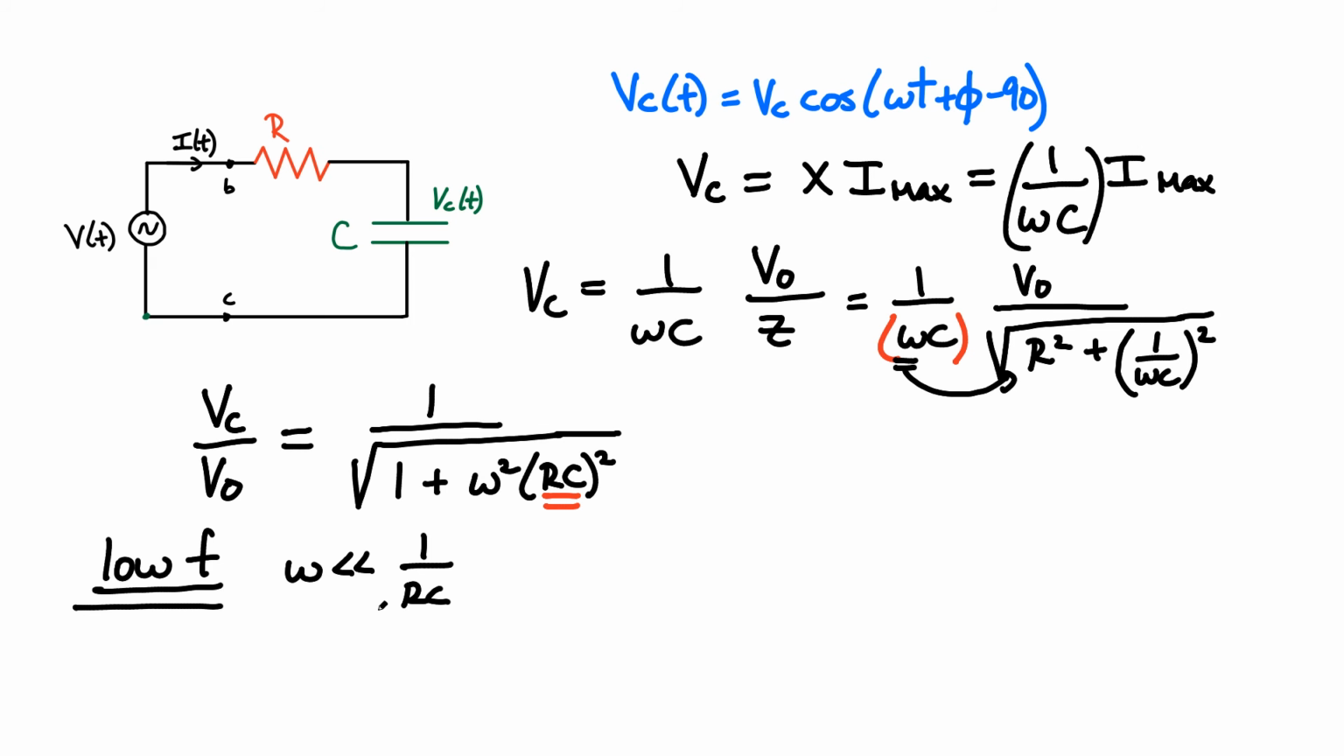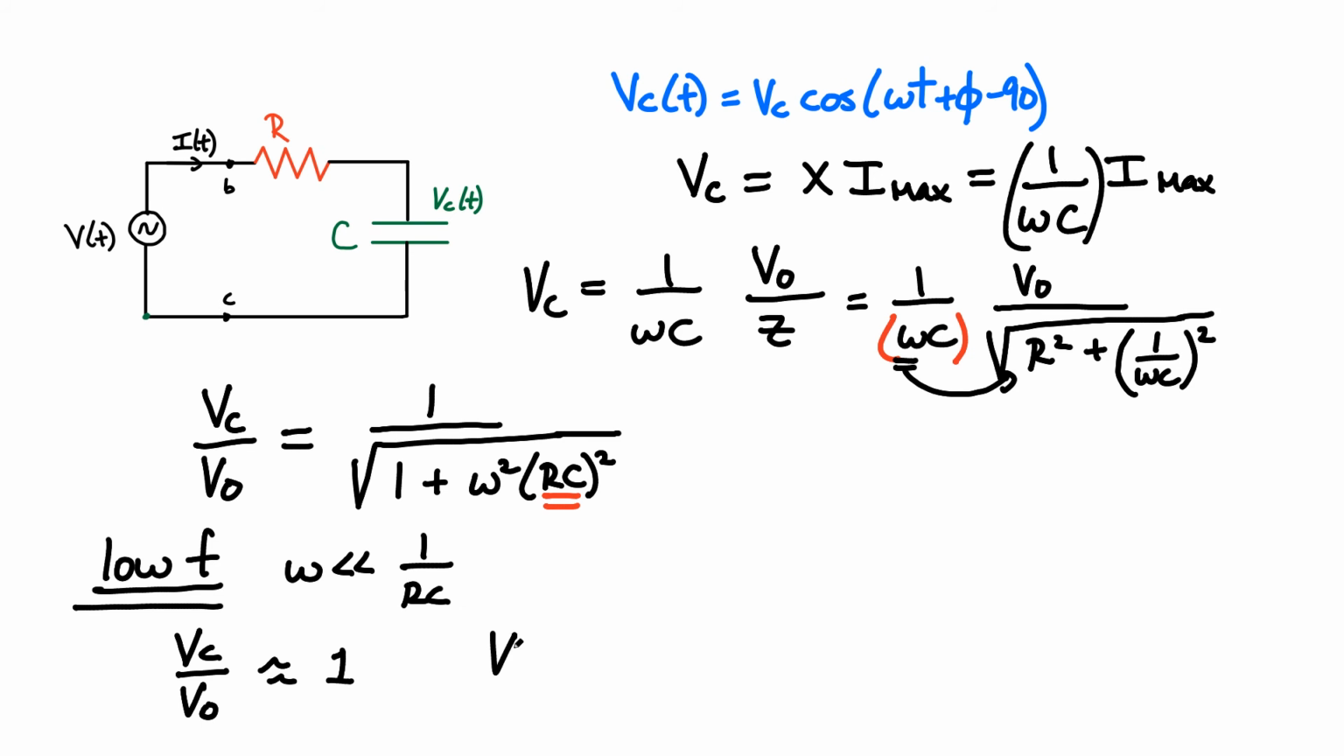In this limit, basically you could just neglect this second term. If omega is small, approaching 0, for example, then forget about this. You have 0 multiplied by RC. Don't have to worry about that term. So what you're left with is that the voltage across the capacitor divided by V0 is approximately going to be equal to 1.